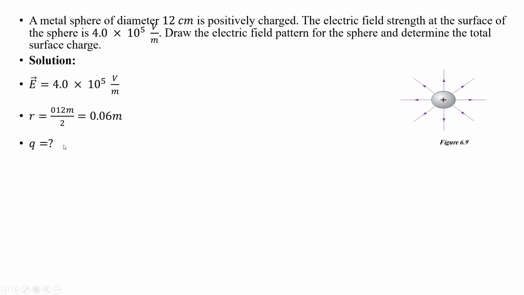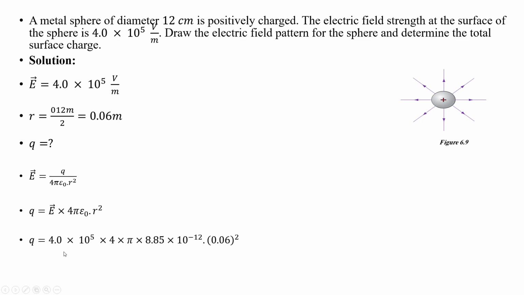We need to find the charge. So we know that electric field is equal to charge over 4πε0 multiplied by the square of the distance. Arranging the equation and putting in the values, we will get the charge to be 1.6 × 10⁻⁷ coulomb, or 0.16 microcoulomb.